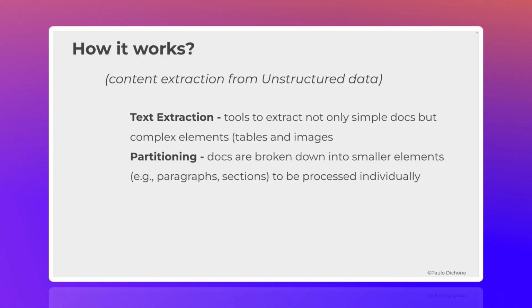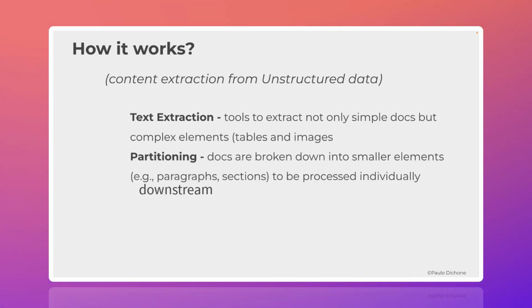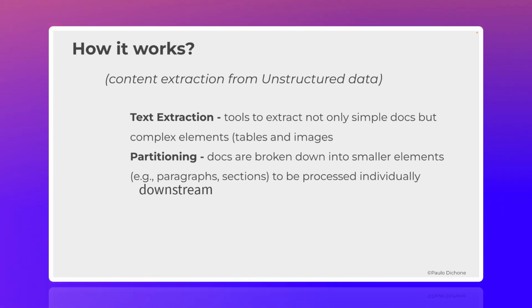Then we have the second part, which is the partitioning side of things. What happens here is that these documents are broken down into smaller atomic elements, as we call them. In this case, they would be paragraphs, sections, headers, footers, and so forth. These atomic elements are the ones that can be processed individually by the large language model.